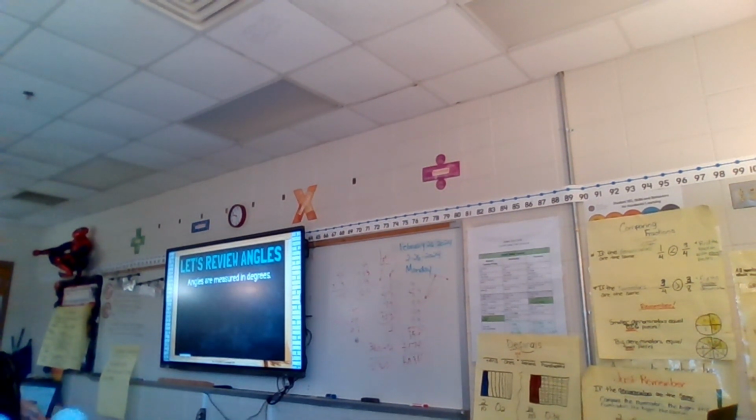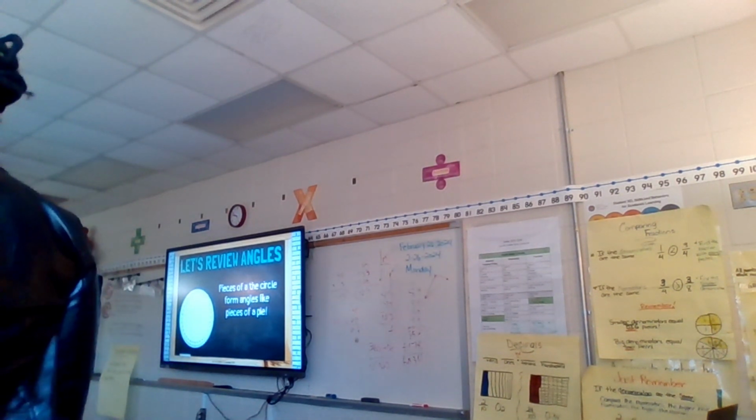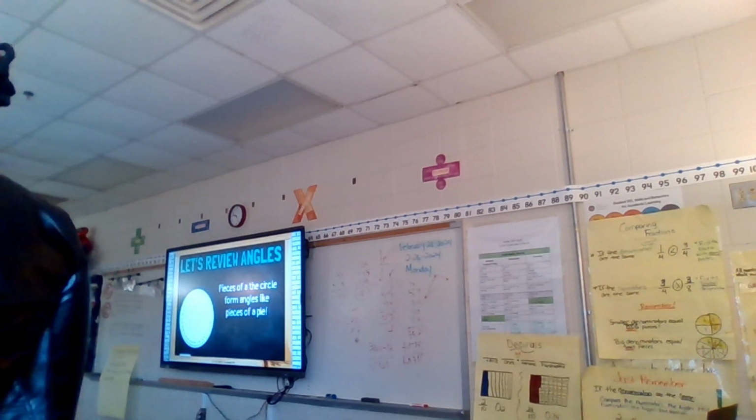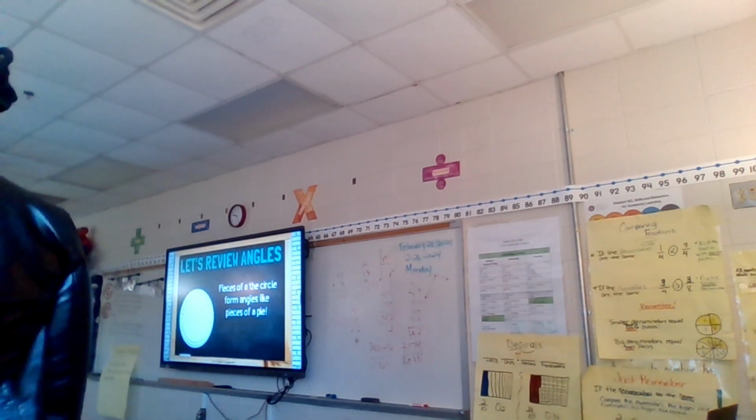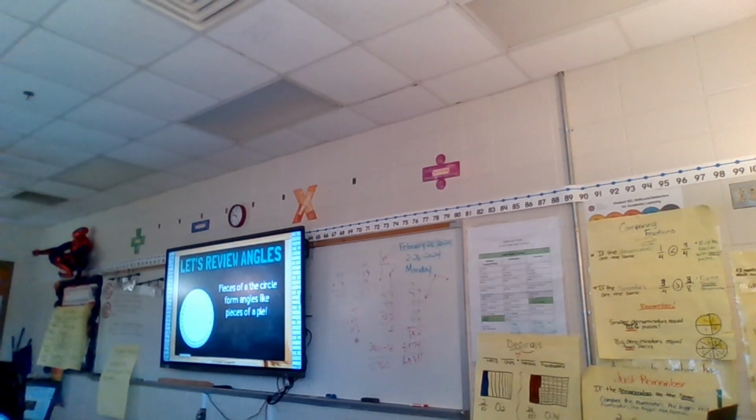Let's review angles. Angles are measured in degrees. So a circle is worth how many degrees? Class, a circle is worth how many degrees? 360. Thank you. A circle has 360 degrees. Pieces of the circle form angles like pieces of a pie. So, for example, on your circle, you have 12 pieces of a pie. Standard means regularly, normally, there are only 8 pieces in a pie. Like a piece of pie, it's going to be cut in 8.